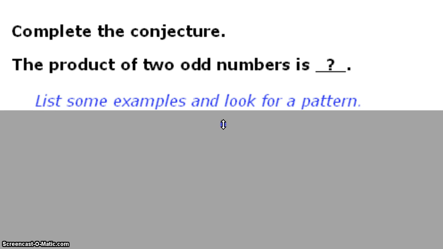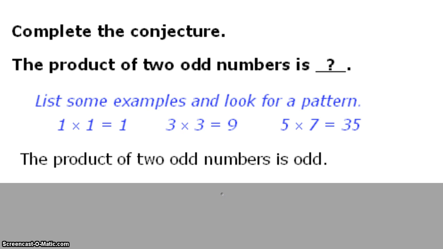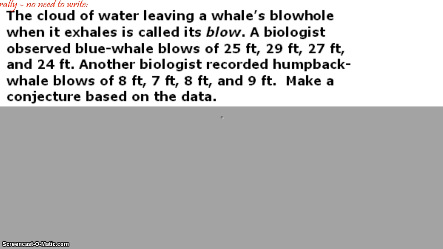So let's see what we have here. Some examples might be 2 odd numbers. 1 times 1 is 1. There we go. 3 times 3 is 9. And we can even mix it up and go with the next 2 odd whole numbers. We have 5 times 7, and 5 times 7 is 35. So what do these products have in common? 1, 9, and 35. And hopefully you recognize that they are all odd. Good. They're all odd.